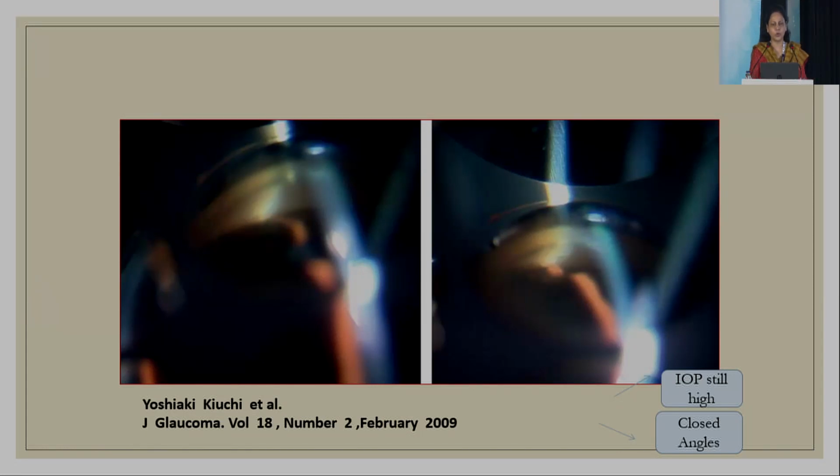Now what do you see in gonioscopy? See this pattern? Can you see this? One hump and the other hump. So a double hump pattern is seen on the gonioscopic image.